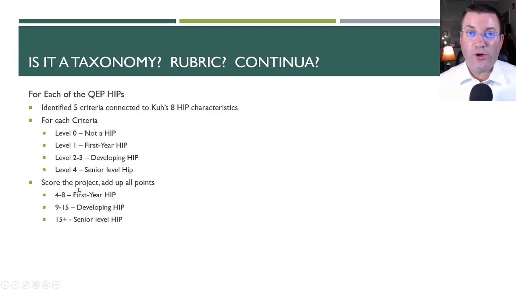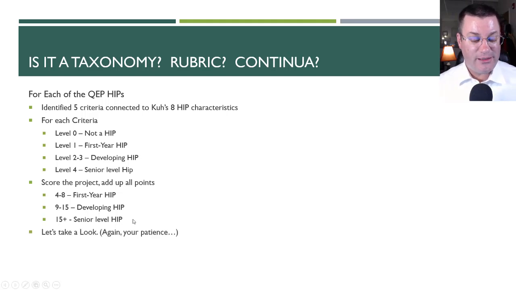So what you do is you score your project, you score your course, you see how they all add up, how each of the 5 criteria add up with levels 0, 1, 2, 3, or 4. If you get 4 to 8, that's a first-year HIP, 9 to 15, a developing HIP, or 15 plus, a senior-level HIP.